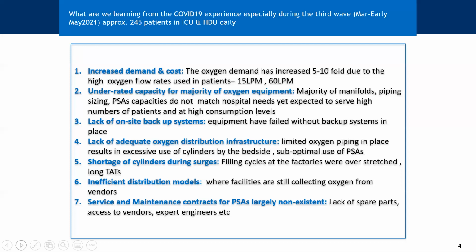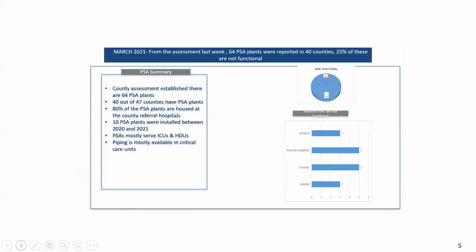We know very well, given COVID, the global supply chain on health commodities has really been adversely affected. And so that has created challenges with even just being able to maintain and increase the output and saturation of a lot of PSAs. The county assessment established that there were 64 PSAs. Most of these were housed in referral hospitals. About 10 PSAs have been established since last year, and piping is mostly available to critical care units.